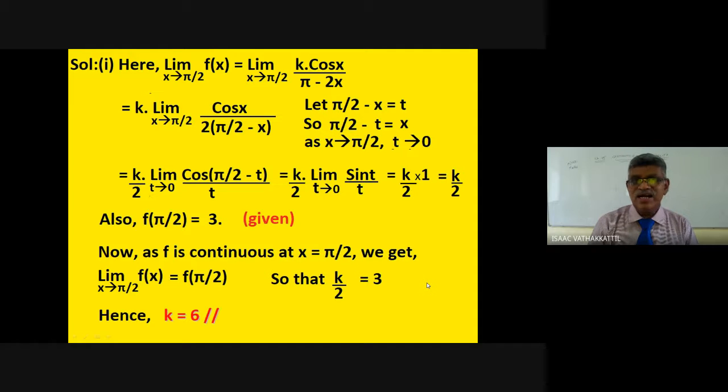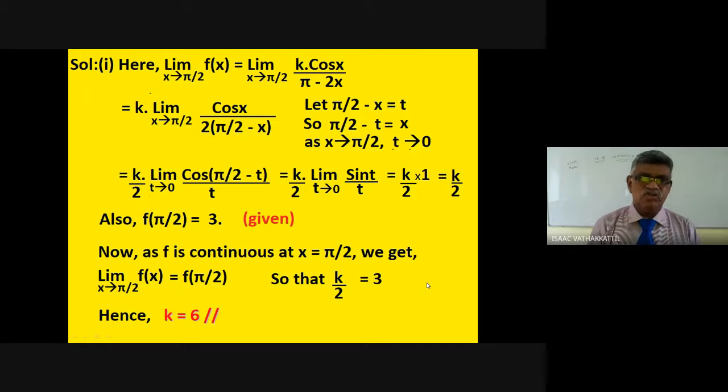Look at the question again. Limit x tends to pi by 2 of f(x), that is limit x tends to pi by 2 of k cos x by pi minus 2x. What did we do? We took 2 out from the denominator and k out of the limit. When I take 2 out from the denominator, I get pi by 2 minus x, and I make the substitution pi by 2 minus x equal to t, so that when x tends to pi by 2, t tends to 0. And in the numerator you need an x: x is pi by 2 minus t.